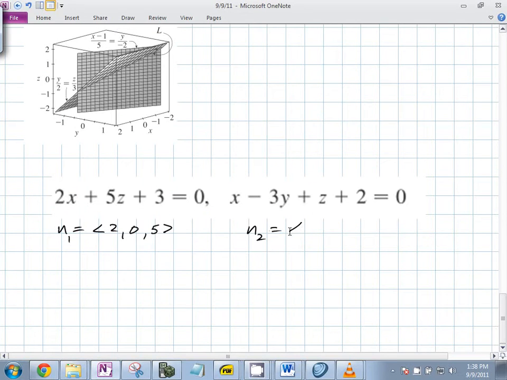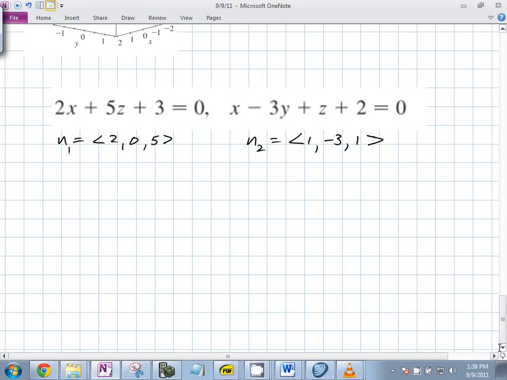1, negative 3, and 1. So if we want to find the normal vector, what do we have to find? The cofactors of the cross product. We have to find the cross product. So I always have to write it out. 1, 1, 2, 0, 5, 1, negative 3, 1. So what are we going to have here?